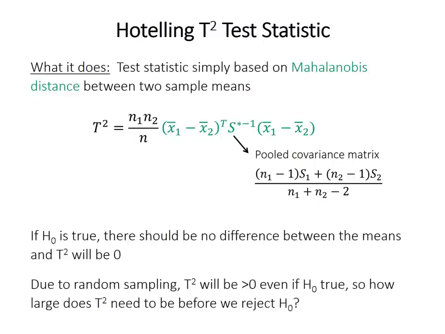So if the null hypothesis is true, and the two samples do in fact come from the same population, there should be no difference between their multivariate means, and the t-squared should therefore be 0. Of course, our samples are randomly taken from their population, so t-squared will be greater than 0 just by random chance. But as with all tests, we want to know how big can the t-squared value be before we will reject the null hypothesis that they do come from the same population.